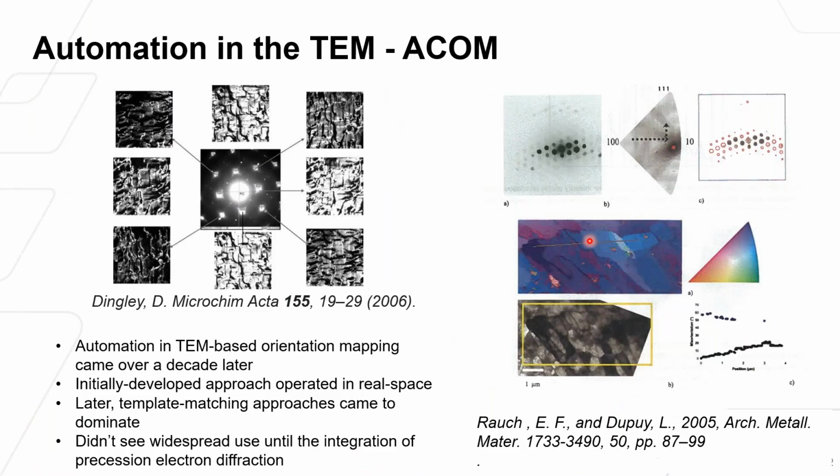Now, if we look in the TEM, you saw a much slower development of automated orientation mapping, or microstructure mapping in general. So in the early 2000s, you saw some of the very early efforts by David Dingley, and around the same time, the team of Roussel and others, taking two very different approaches to mapping out the orientation state in a material.